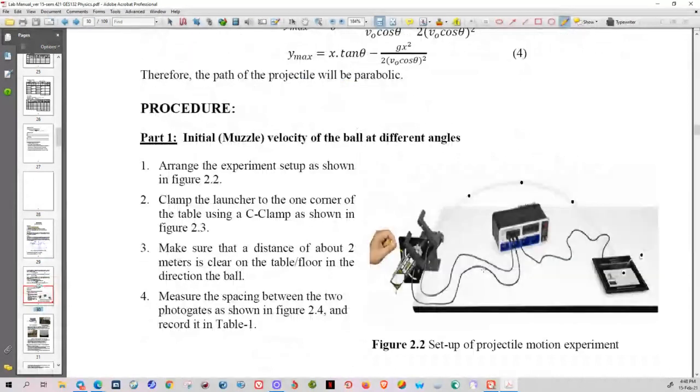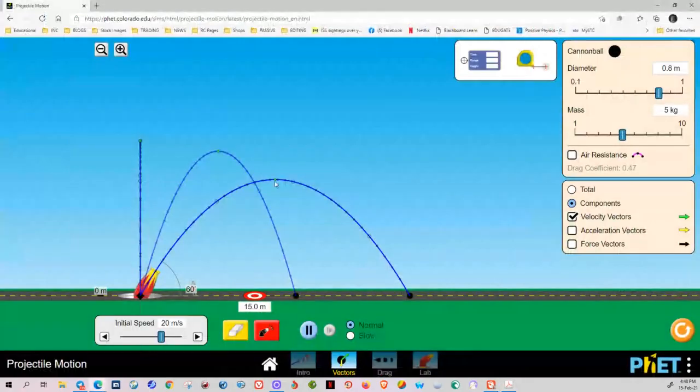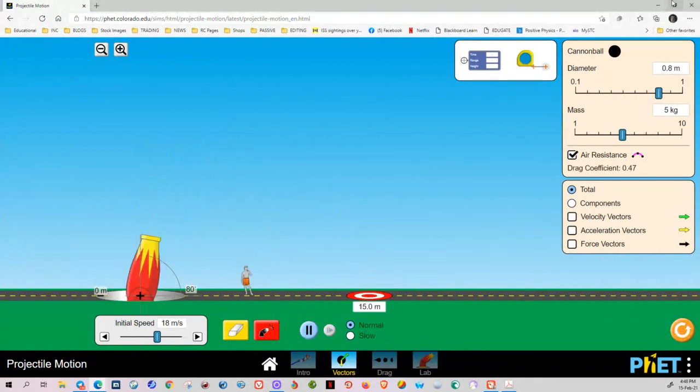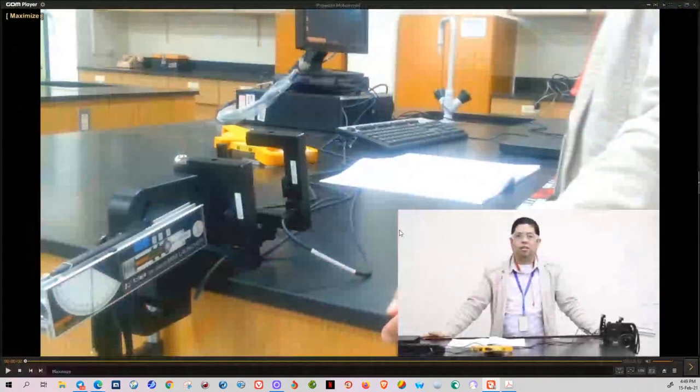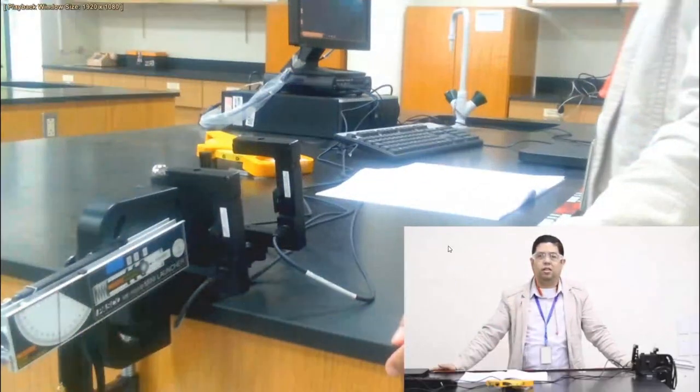Now, how are we going to do the experiment? Before we simulate it, I want to show you the actual experiment video. This is the video which I sent you on YouTube. I don't know if you watched it, but if you didn't, here it is right now. So this is the projectile launcher. In front of the projectile launcher, there are two photo gates, here and here. These two photo gates will detect the movement of the projectile. This is the projectile we are using, a steel ball.